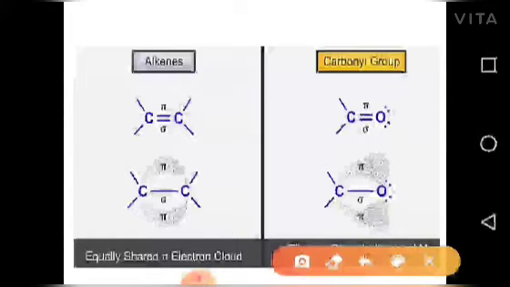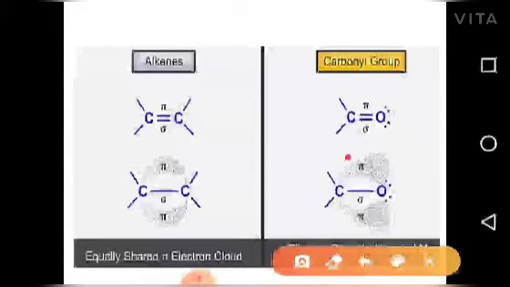It is important to note that the carbon-oxygen double bond in the carbonyl group is different from the carbon-carbon double bond. As I have said earlier in this video, they both have the same number of pi and sigma bonds, but the carbon-carbon double bond and the carbon-oxygen double bond are different. Now let us see how they are different. In the case of alkenes, the pi electron cloud is equally shared. You can see here the pi electron cloud is equally shared between 2 carbon atoms.